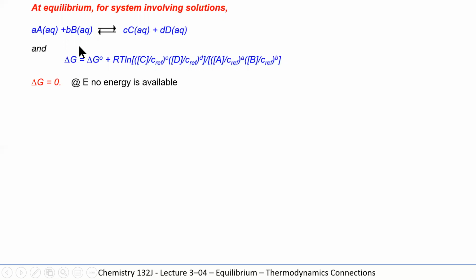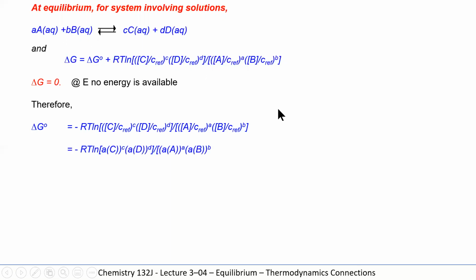Well, if delta G is 0 in this case, then we can now rearrange this equation. If delta G is 0, we can simply take this term and move it to the left, and that makes it negative. So delta G under standard conditions equals minus RT ln K. This equation here, I don't need to repeat it again. And recall that really the concentration of C divided by reference and D divided by reference are all going to be activities: the activity of C to the power of c times the activity of D to the power of d, divided by the activity of A to the power of a and the activity of B to the power of b.